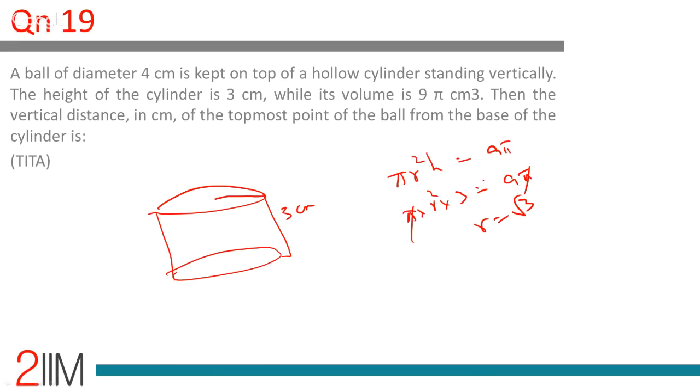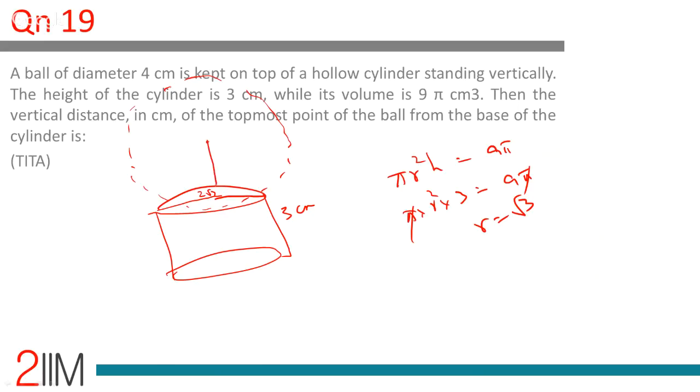Pi r square height. Pi into root 3 into root 3 into 3 is 9 pi. So this is root 3. So the diameter will be 2 root 3. But you're placing a ball of diameter 4 centimeter on it. The beauty of this is that the ball won't go and fit completely into this. So the ball is going to be sitting like this. The ball has a diameter of 4. The maximum point of the ball is broader than the hole into which it can slide.